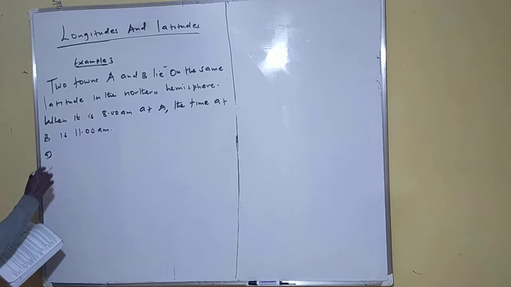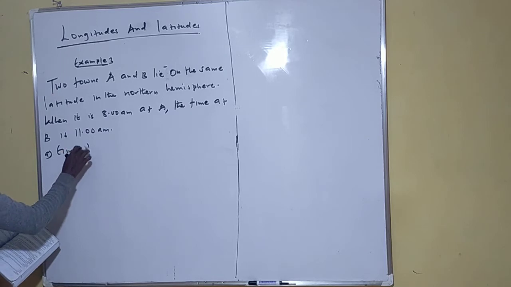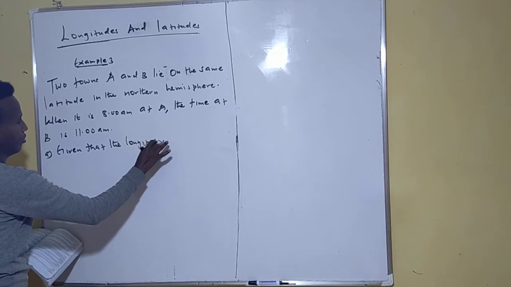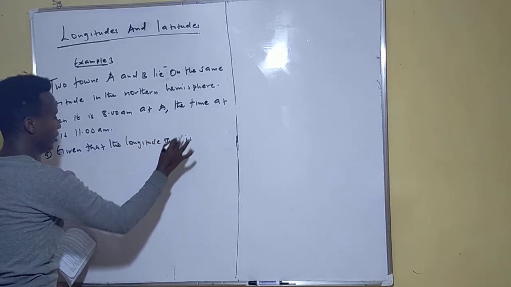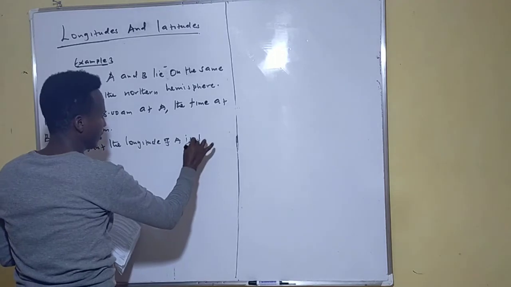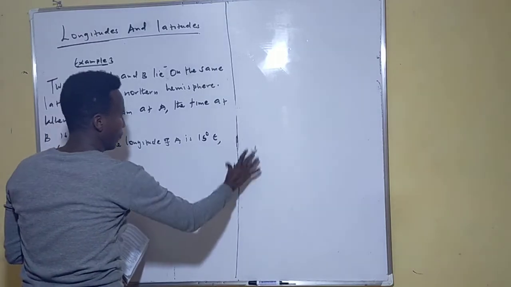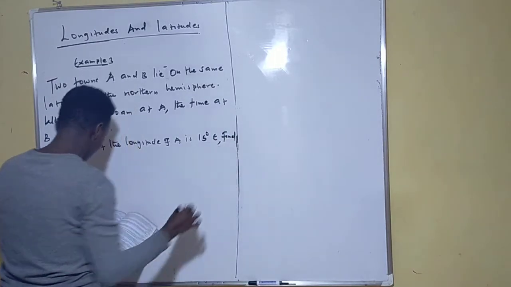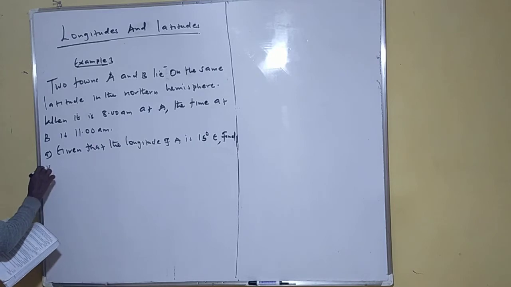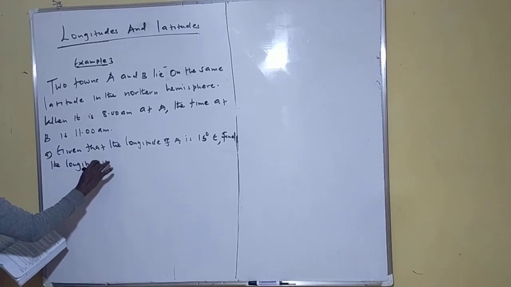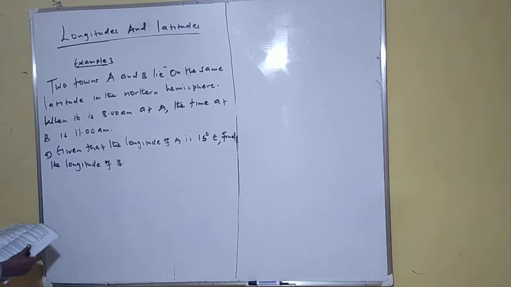Question A. You're told, given that the longitude of A is 15 degrees east, find the longitude of B. Okay, we'll go to the solution shortly.